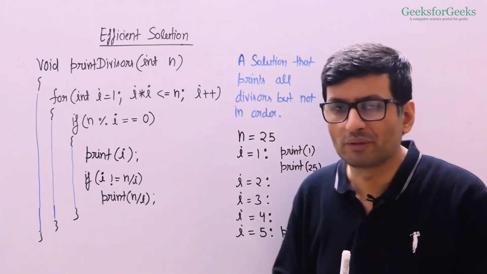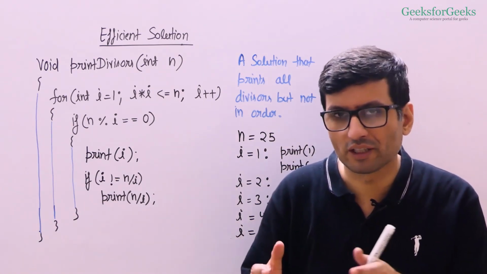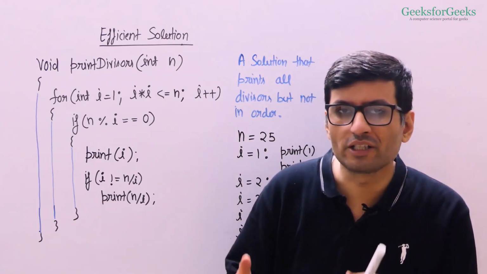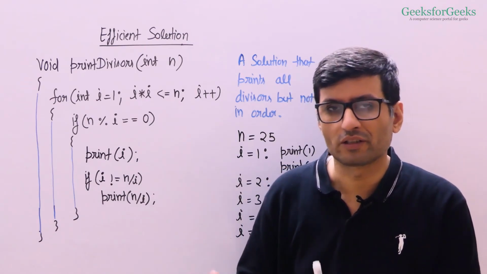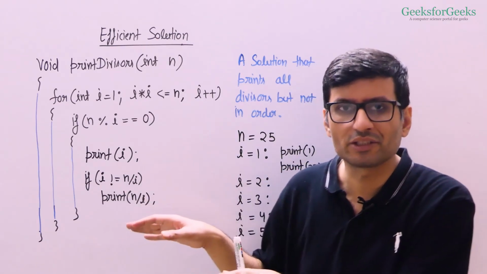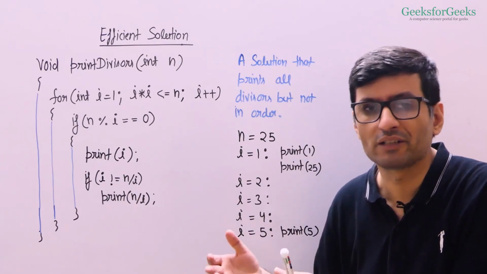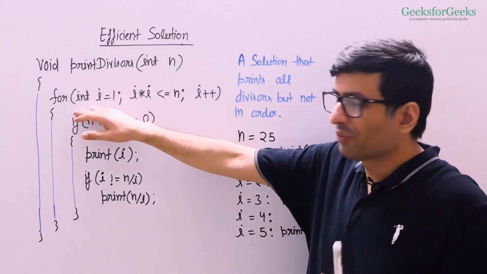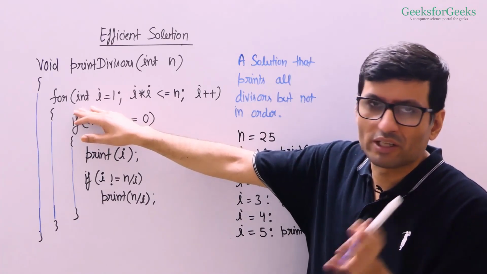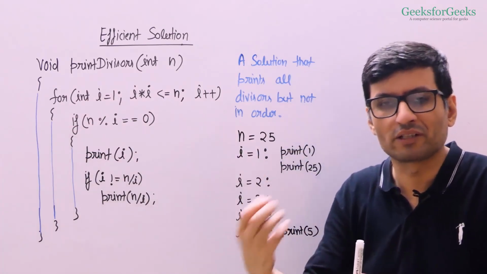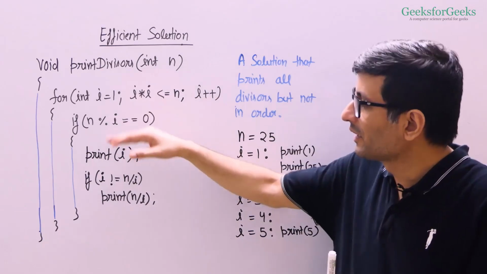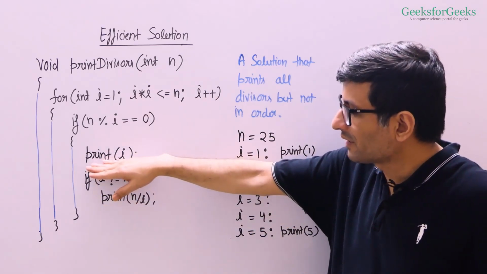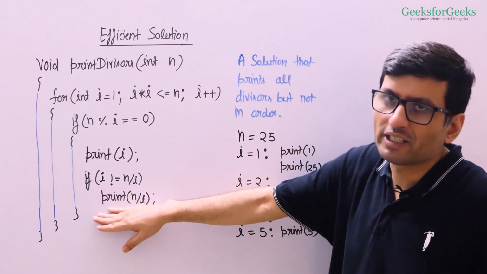This is a simple implementation. It prints all divisors, but may not print in the required order, which is the sorted order. Let's first take a look at this implementation, then we'll implement the idea with all the divisors in sorted order. So what we do here, we run a loop from 1 to square root of n, because we'll find one divisor of every pair with this, and we'll print the divisor and then we'll print the other divisor by printing n by i.